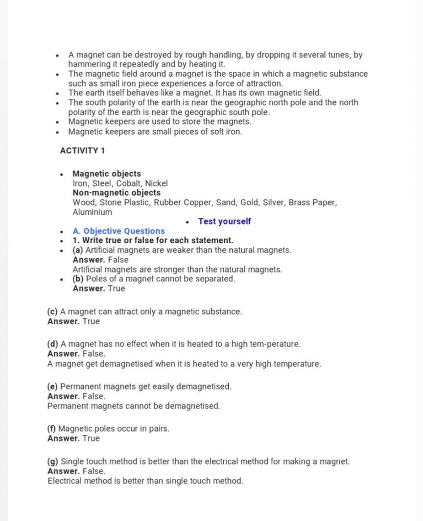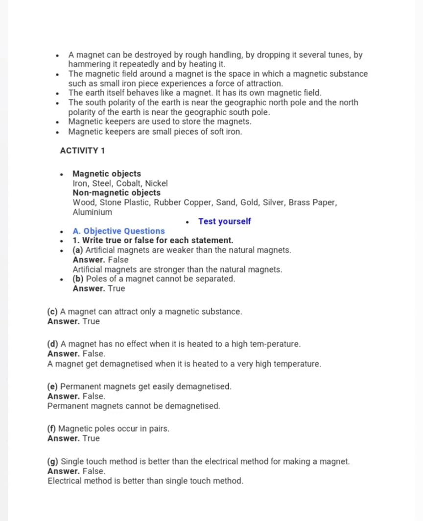B. Poles of a magnet cannot be separated. Answer is true. C. A magnet can attract only a magnetic substance. Answer is true. D. A magnet has no effect when it is heated to a high temperature. Answer is false. A magnet gets demagnetized when it is heated to a very high temperature.